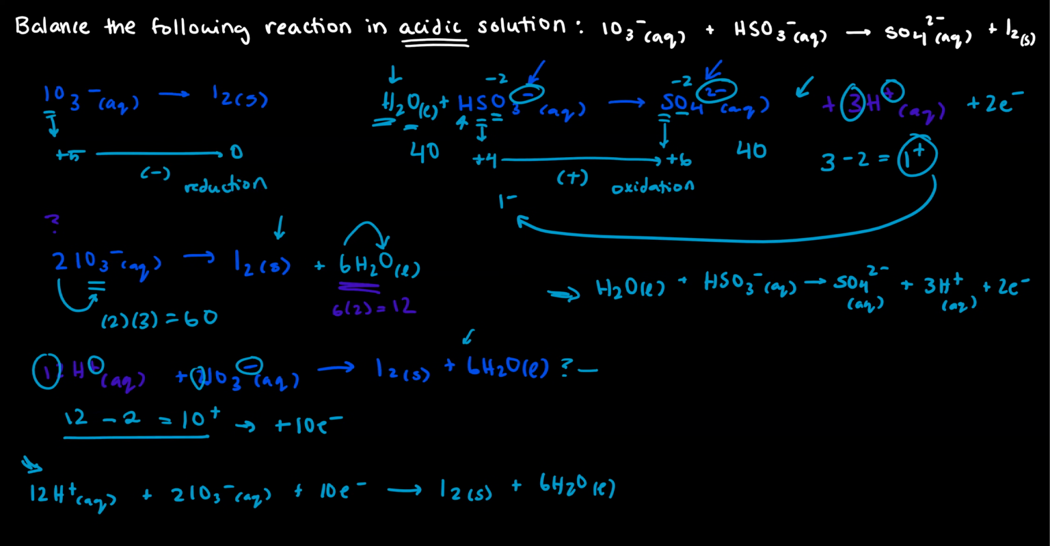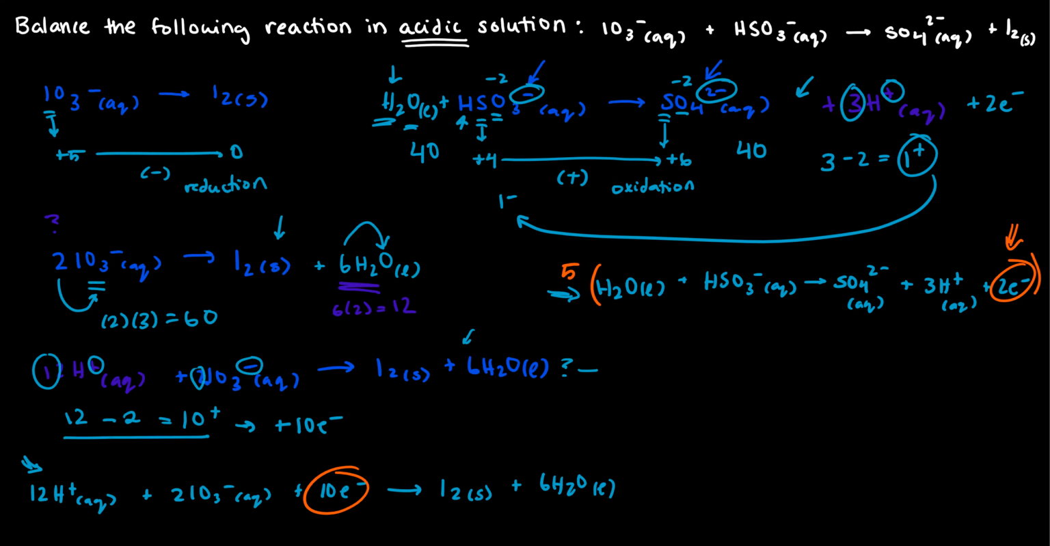The next step is that we need to make sure that when we add these two reactions back together, the electrons are going to cancel off. So notice how we have 10 electrons here and we have 2 electrons here. These aren't going to cancel each other out. So somehow we need to make these 2 electrons into 10 electrons. And the way that we're going to do that is by multiplying the whole equation by a factor that will turn that 2 into a 5, or turn that 2 into a 10. So we're going to multiply this whole reaction by 5.